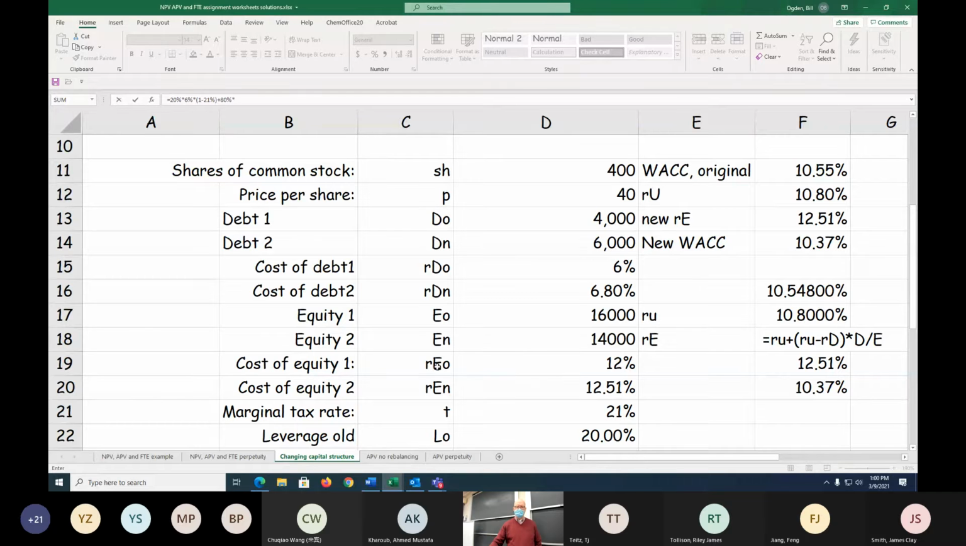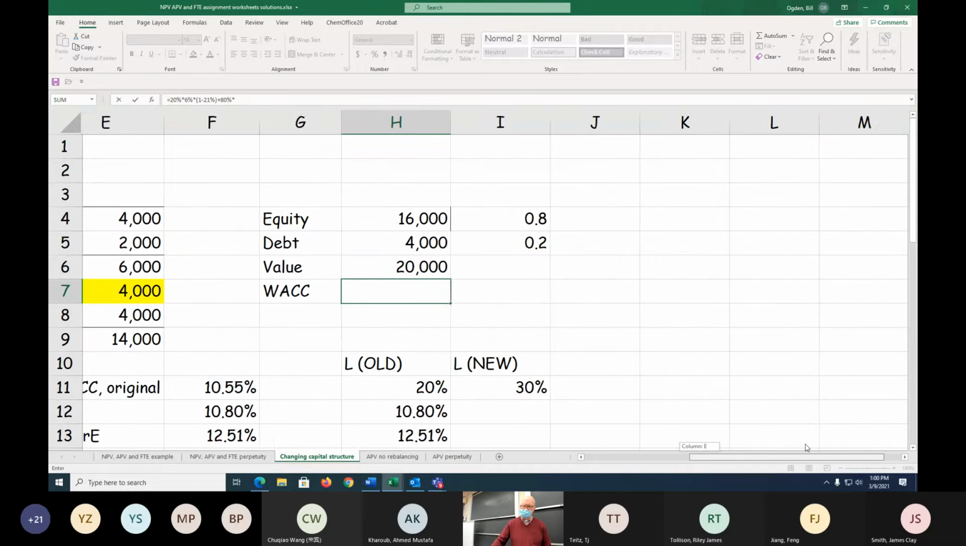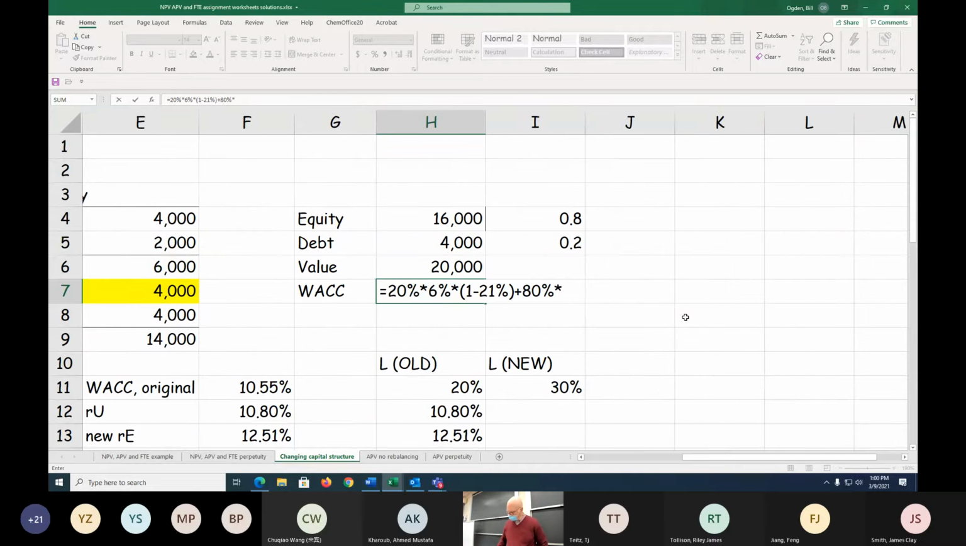I think it's 20. Oh, here it is. RE old. That means RE old. So we're given it as 12%. It says cost of equity. And one more time, that would not be RU unless the company had no debt. So this is the cost of equity with $4,000 of debt. So we'll put in 12% here.